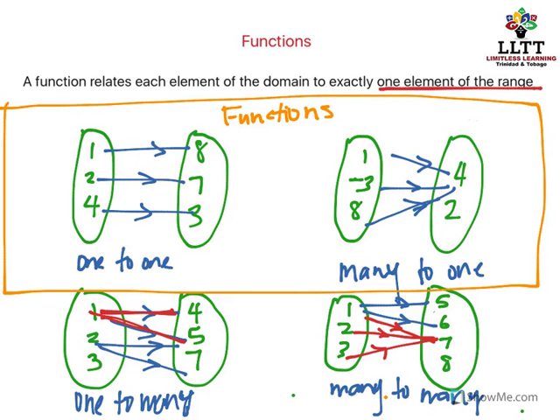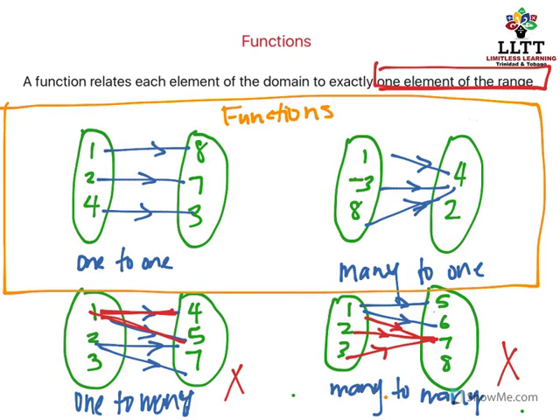So therefore, this cannot be a function. And then, of course, many to many, even though you have 3 of them, 1, 2, and 3 going to 7, because of the fact that you have the number 1 going to 5 and 6 and 7, you have a one to many. So this is not a function either, because again, you're looking to make sure that each element goes to exactly one of the range. It cannot go to more than one element that's in your range.